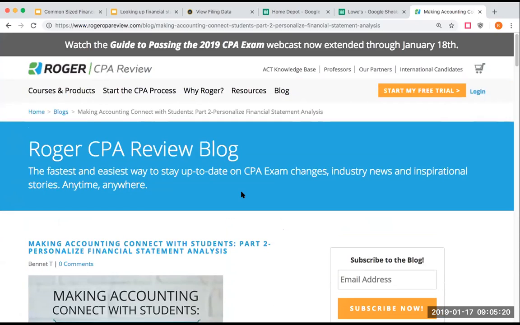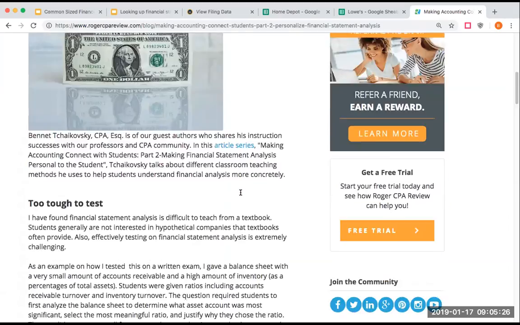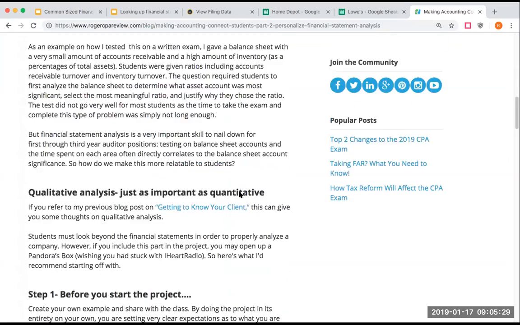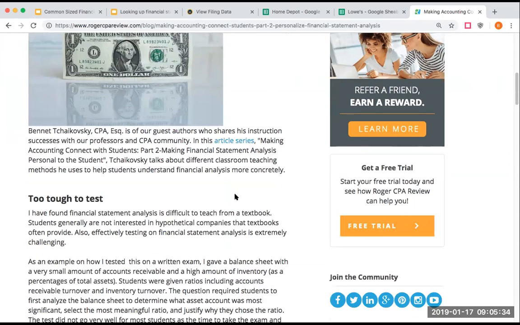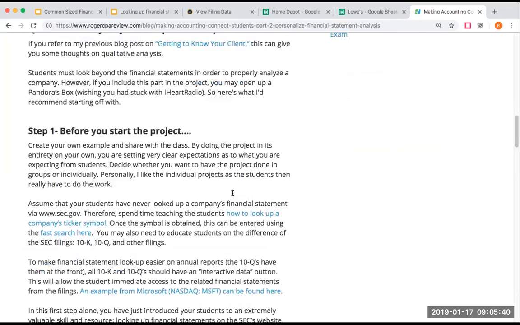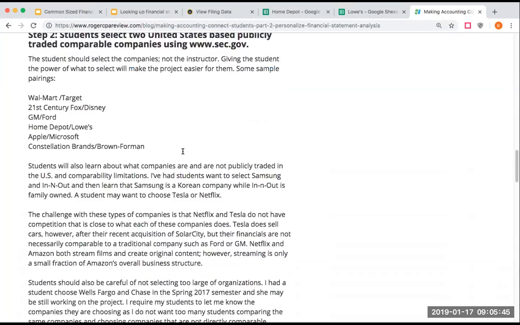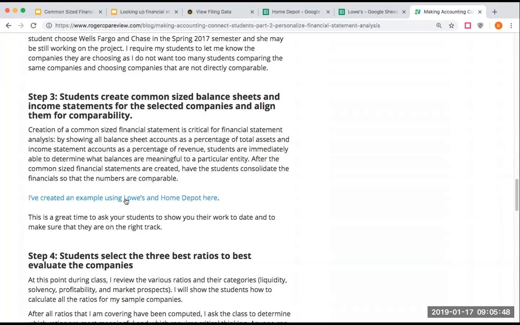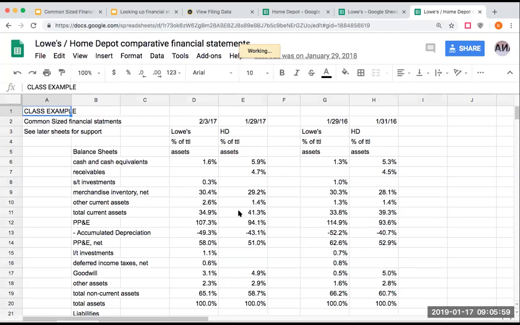So right over here, on Roger's blog, if you type in Tchaikovsky, you can find this, or you can go to my faculty website at IVC. What I've done is, this is kind of how I teach financial analysis. You know, how do you find these various different companies, and then here's an example. This will take you to another Google Sheet up here, which is comparing Lowe's and Home Depot. So this is from an earlier set of financial statements.